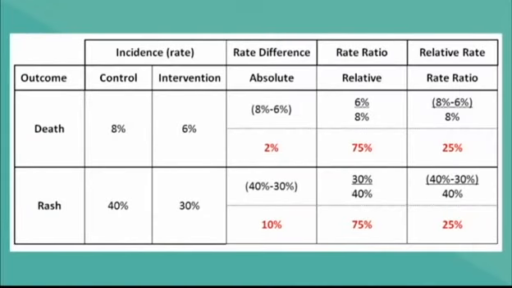In contrast, if we were looking at the relative rate, we would divide the rate difference by the measure in the control arm, and in both cases, the relative rate is 25%. So there's no right or wrong way of reporting things. The reader needs to know what is being reported.